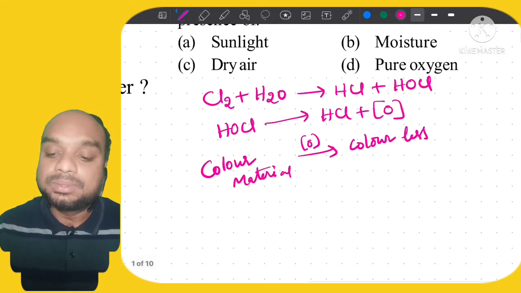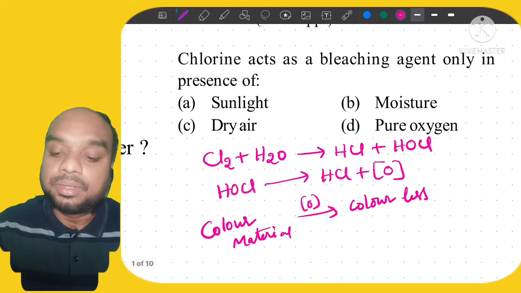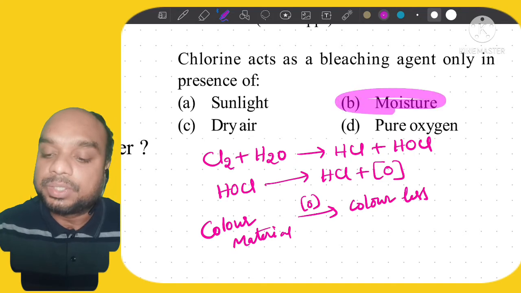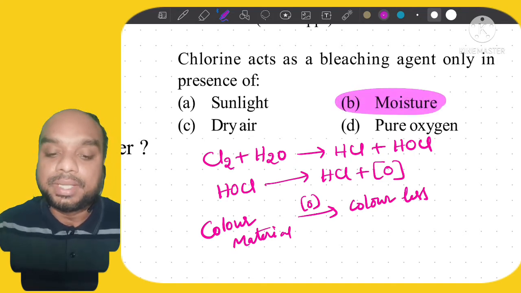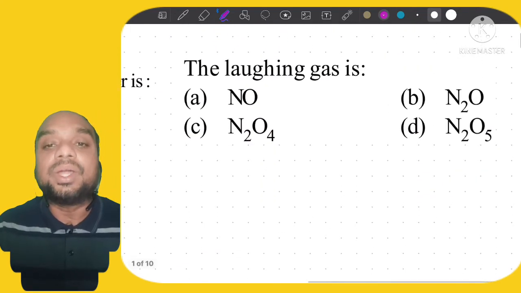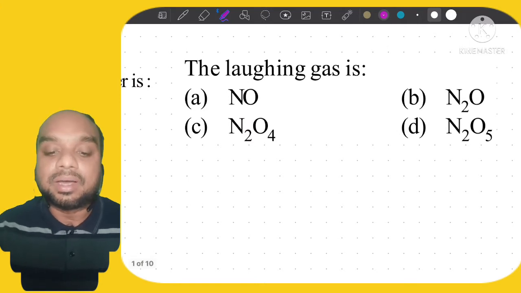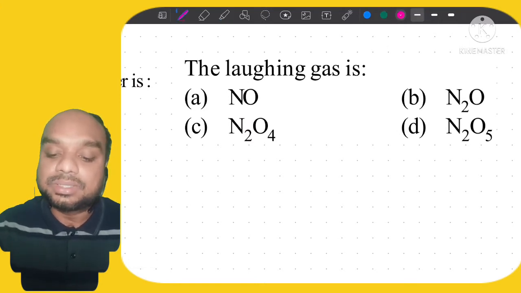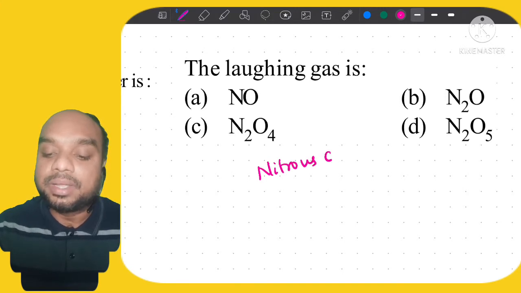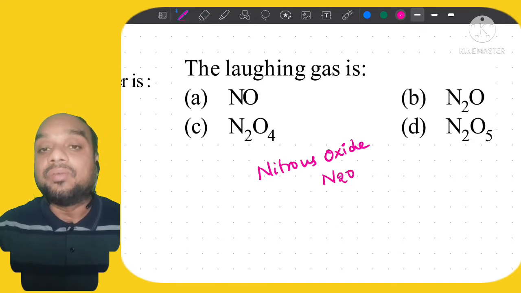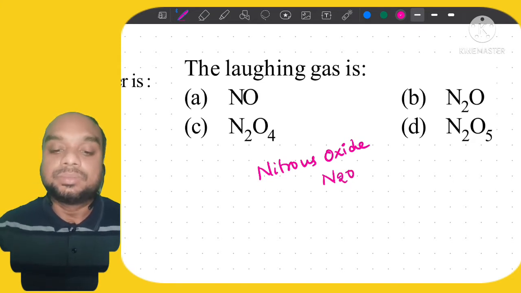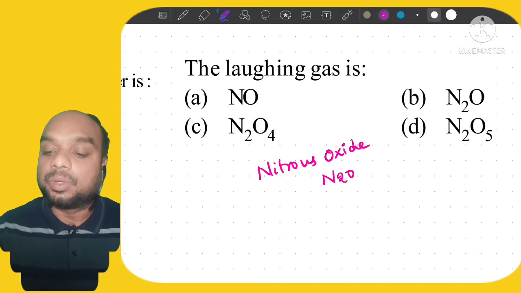Okay, so the answer we can take is moisture. Moisture means water. Next question: laughing gas. What is laughing gas here? Nitrous oxide. Nitrous oxide is called laughing gas. What is the formula of nitrous oxide? N2O. N2O has a neutral nature, so we can take the answer as N2O. You can take this one.